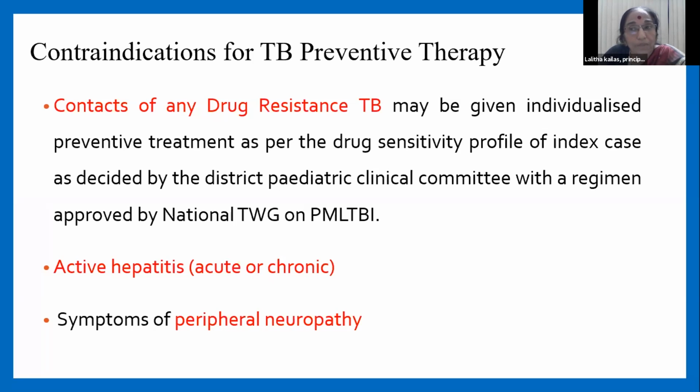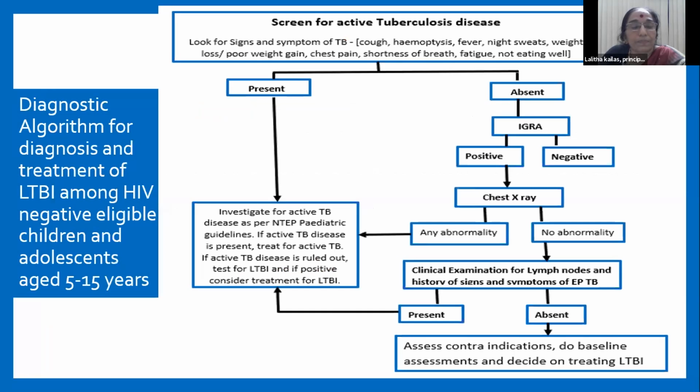Also, if the child has acute hepatitis, whether acute or chronic, that is also a contraindication. Another thing, which is not very common: if you have symptoms of peripheral neuropathy, like weakness, I repeat, this is not a very common situation, but INH can induce peripheral neuropathy as a side effect, as we all are aware. If there is definite evidence, that is also considered a contraindication. Next, shall we move on?